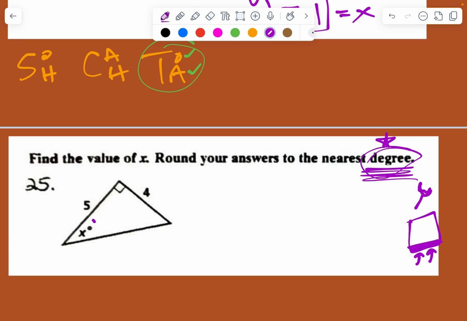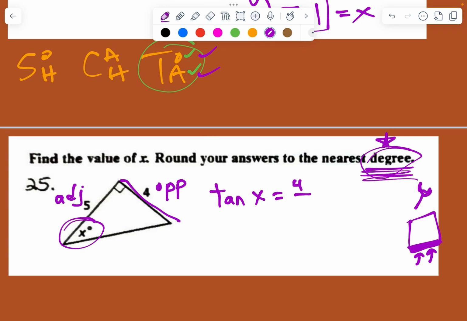We have our X value here. From X, going all the way across, 4 is going to be our opposite side. 5 is right next to it, so that's going to be adjacent. When you have opposite and adjacent, that's going to be tangent. So we're going to be doing the tangent of theta, or X in this case, equals opposite 4 over adjacent 5. Whenever we want to move tangent to the other side, that's when we do our inverse tangent. So we have tangent to the negative first power, 4 over 5.